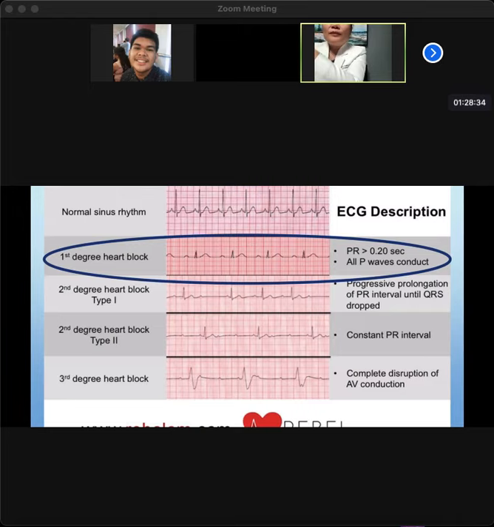Ito yung picture ng first degree heart block. So as you can see, the PR interval is longer or greater than 0.20 seconds. Nakikita ba ninyo, class, yung P wave, yung P and R, mas malayo, di ba? Kumpara dito sa normal sinus rhythm. Okay? Mas malayo. So, yan yung first degree heart block.